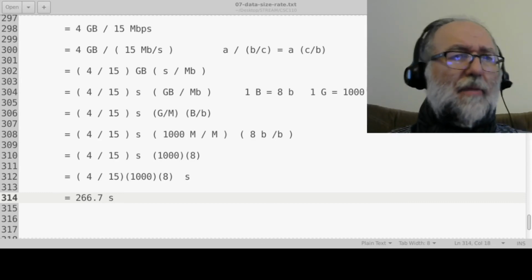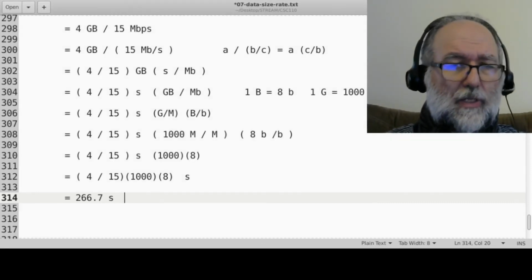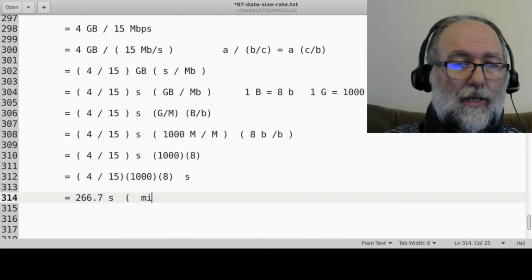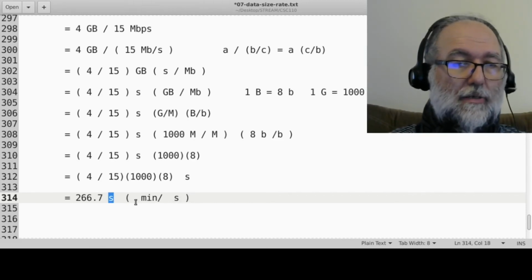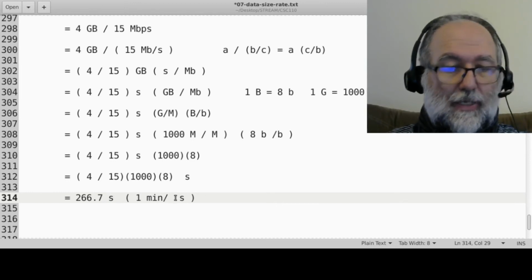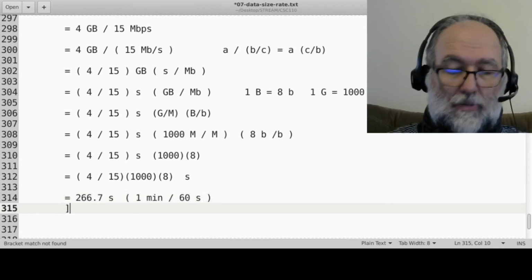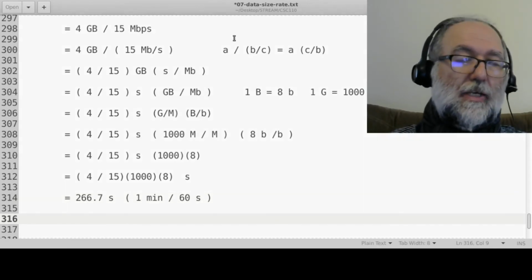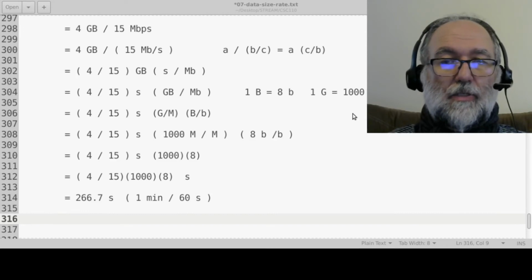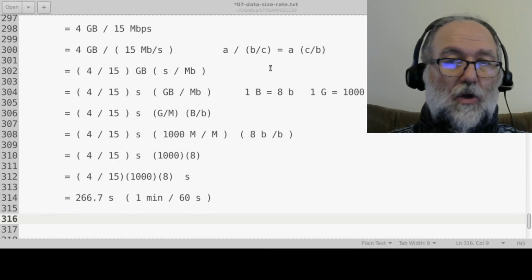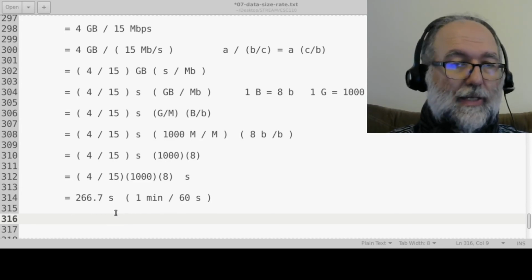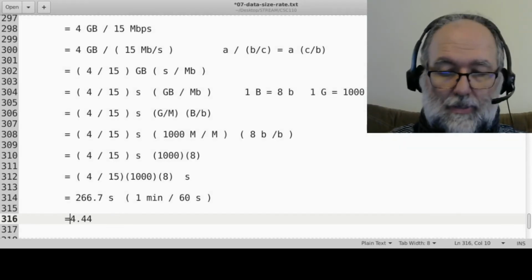266.7 seconds. Let's convert that to minutes. Okay. So to convert it to minutes, you would just multiply by minutes on top, seconds on the bottom, right? To get rid of the seconds and introduce minutes. And 1 minute is 60 seconds, like that. And so basically just divide 266 by 7. Let's see, by 7 I mean by 60, and it gives you 4.44 minutes, like that.